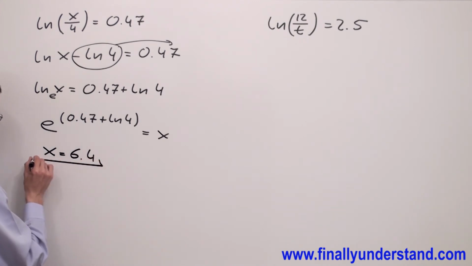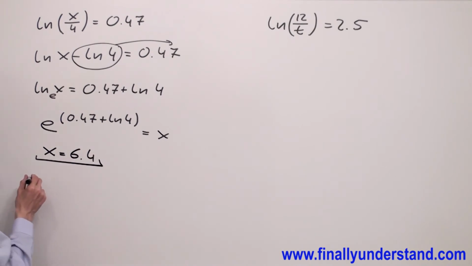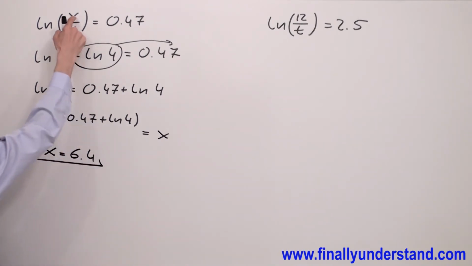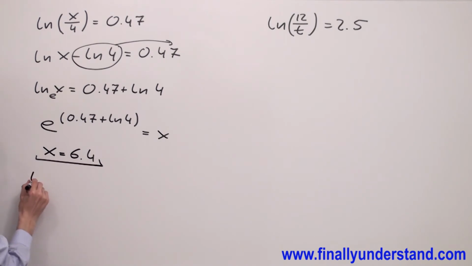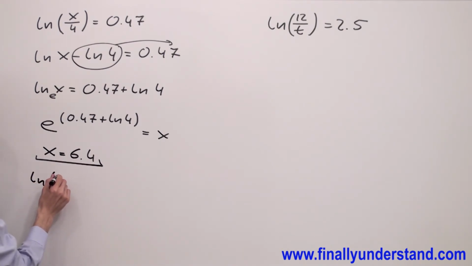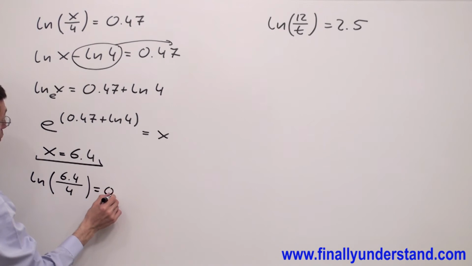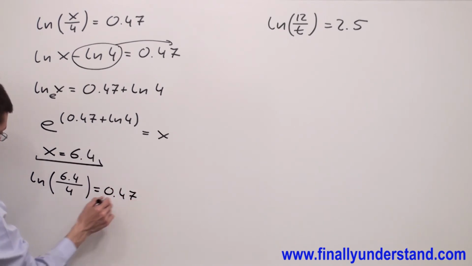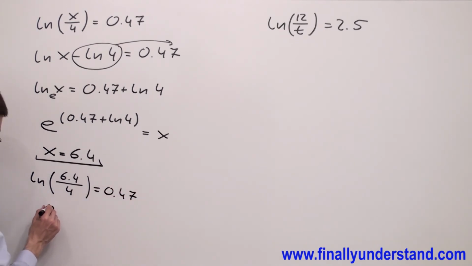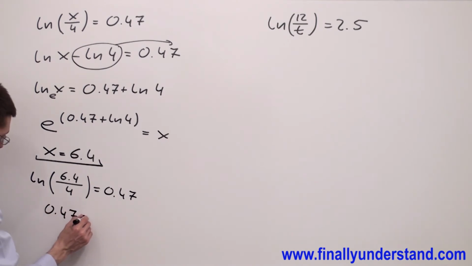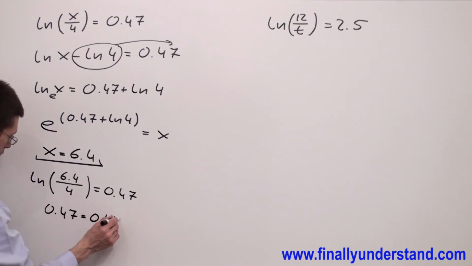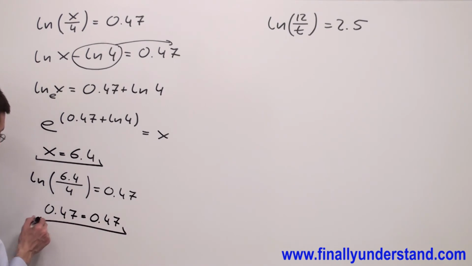6.4. This is the solution to my problem. If you want to verify it, simply replace this x by this value. ln, open parenthesis, 6.4 over 4 is equal to 0.47. This is going to be approximately 0.47, and this is 0.47. Left side is equal to the right side. That's why this is the correct answer.